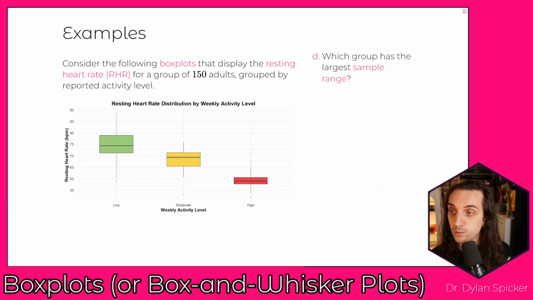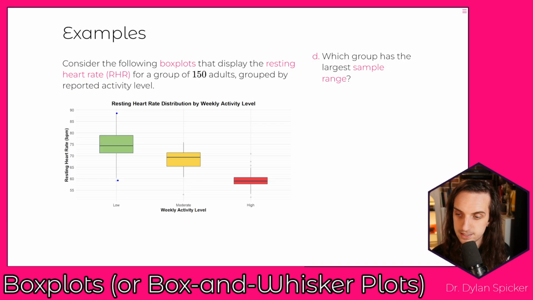Consider D, which has the largest sample range. Here we don't necessarily need to work out the full range, but we could. What we would be doing is looking at from the maximum down to the minimum value. In this low case, we have a single point that's below the whisker down here, and so the range is going to include all of that. It's going to go from this low point down here up to that high point here.